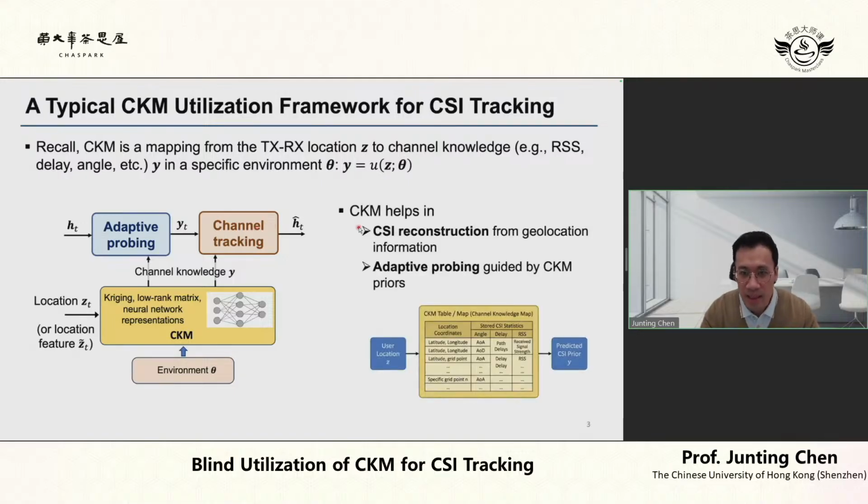And with some prior information, we may do better in estimation. So in this sense, CKM can at least help in two directions. One is CSI reconstruction from the geolocation information, if we know that. And then it can also provide adaptive probing guidance to tell the system where to search, in which direction we should search for the user, and how we can probe the user or beamform the pilot signals.